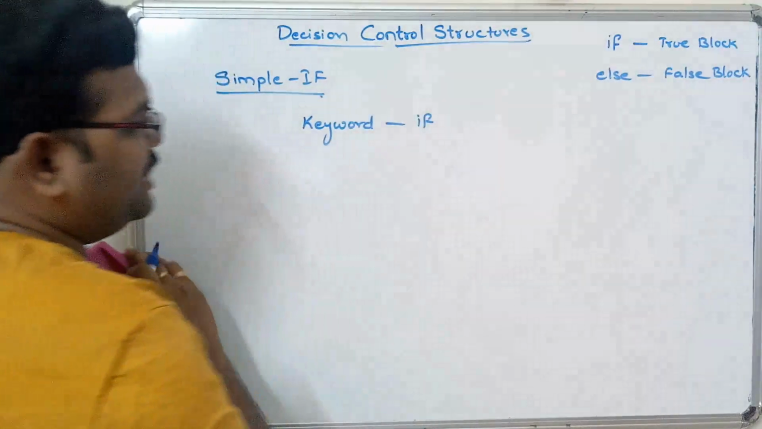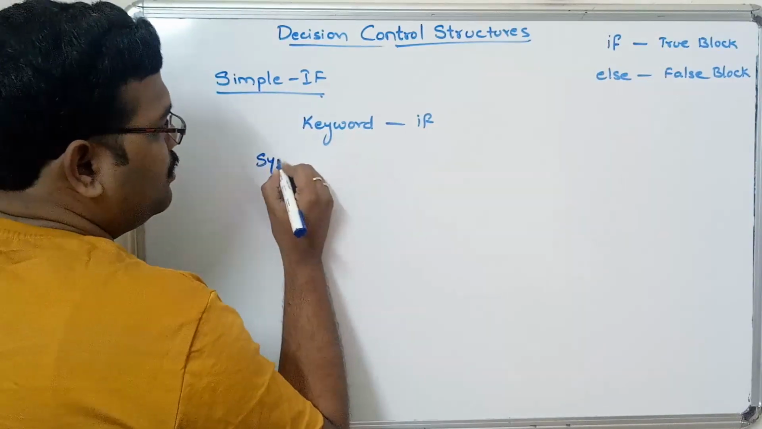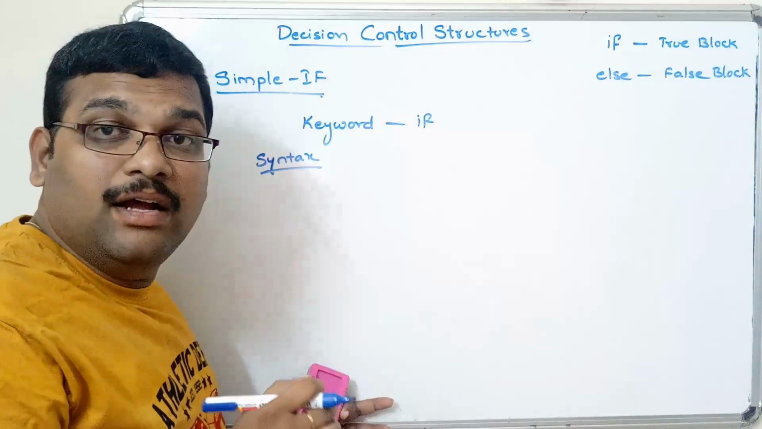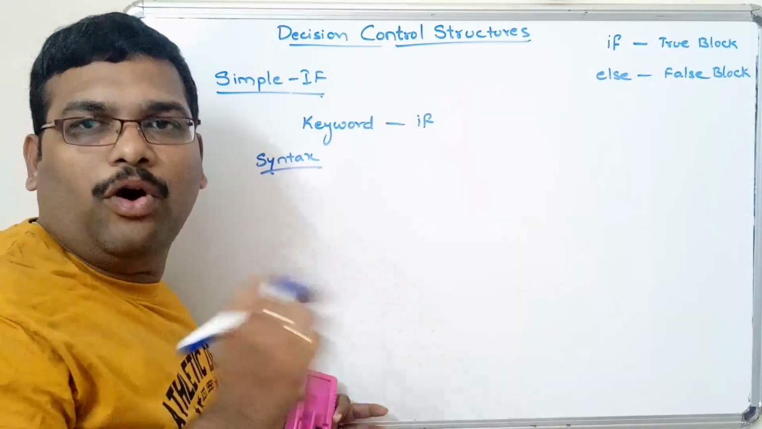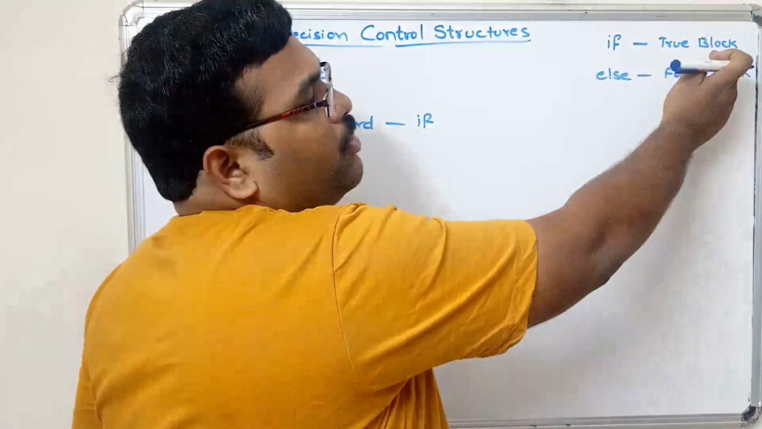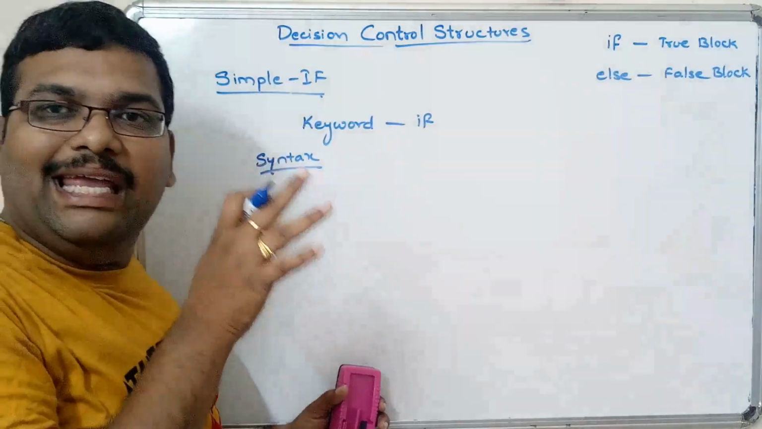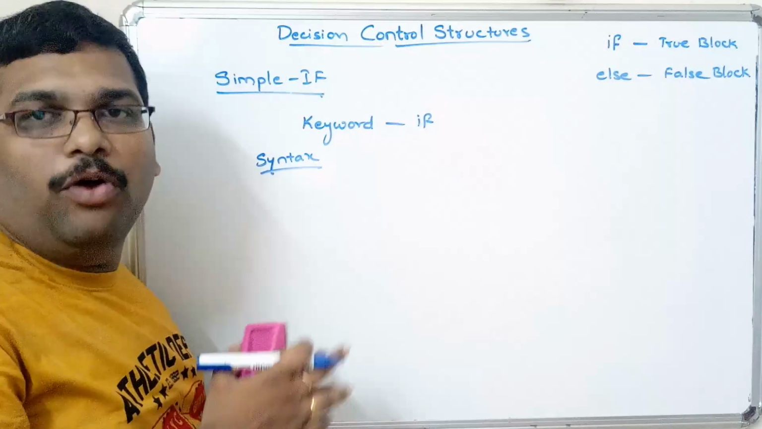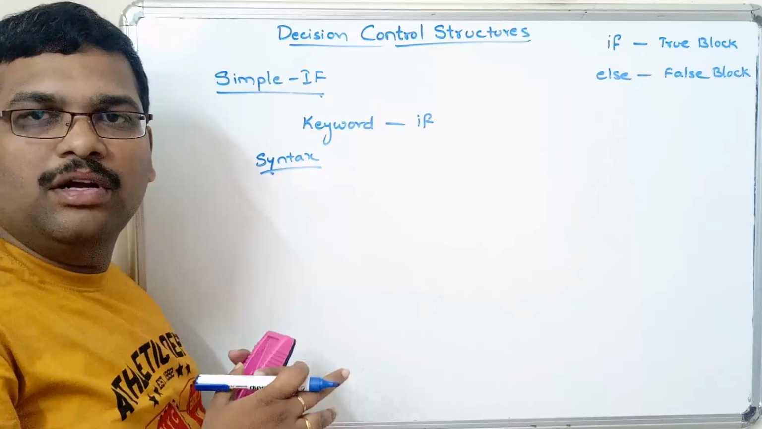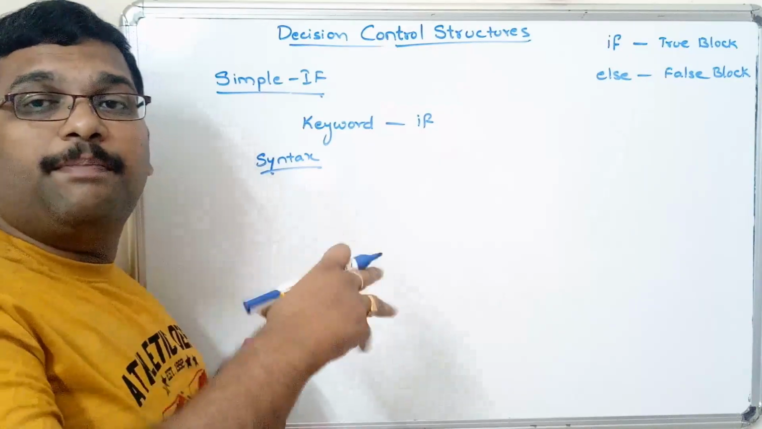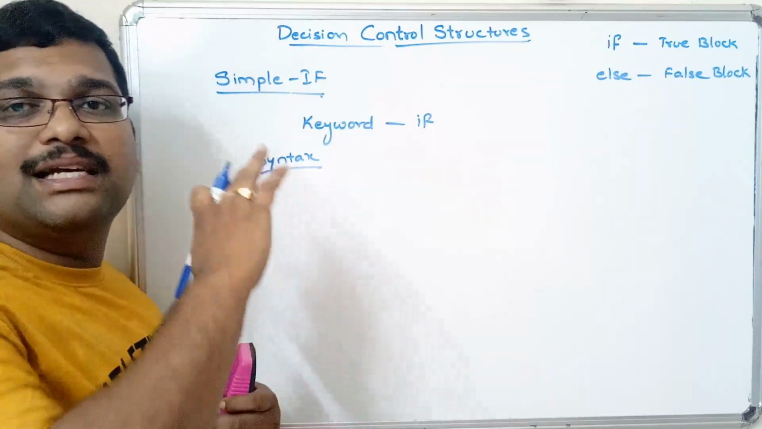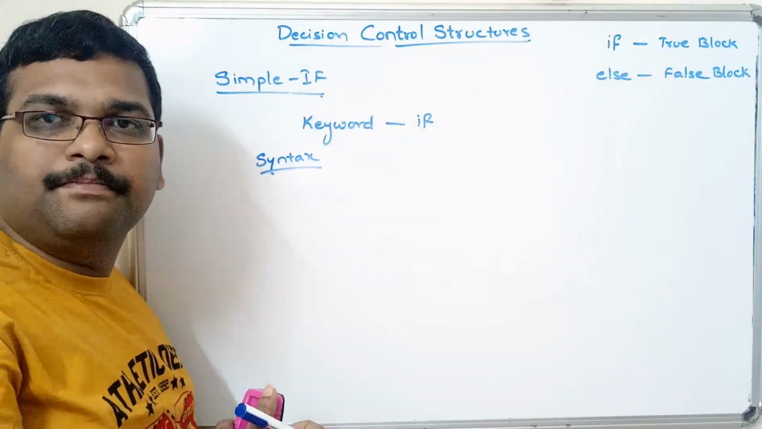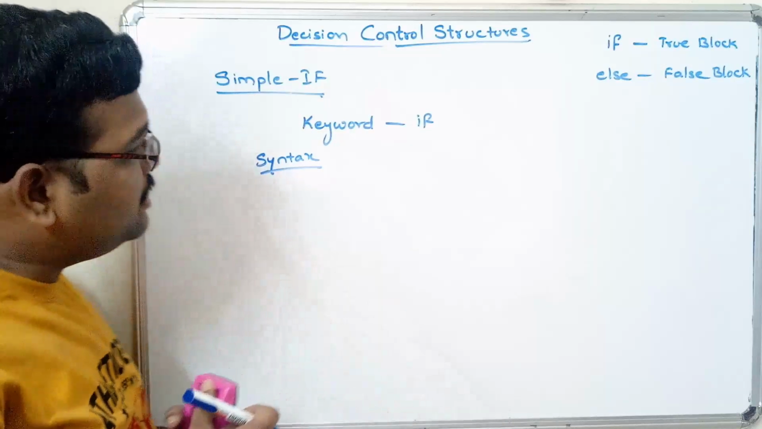Now let us see the syntax. The name itself indicates simple if, which means we concentrate only on the true block. Here if is nothing but a true block. We are using only if, which means we only mention the true block and ignore the false block. If the condition is true, that particular block will be executed, otherwise it will not execute anything and the sequential execution will continue. Hope you understood this.